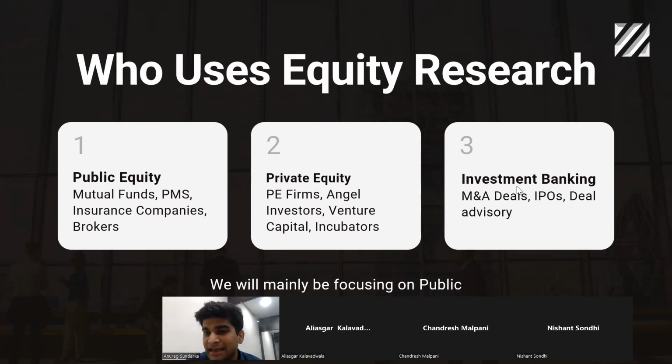So in all these cases of buying and selling IPOs, investment bankers are involved. And if the deal happens, they get a 2 or 3% cut of the entire deal. So these are the uses of equity research. We will mainly focus on the public side, the public equity.